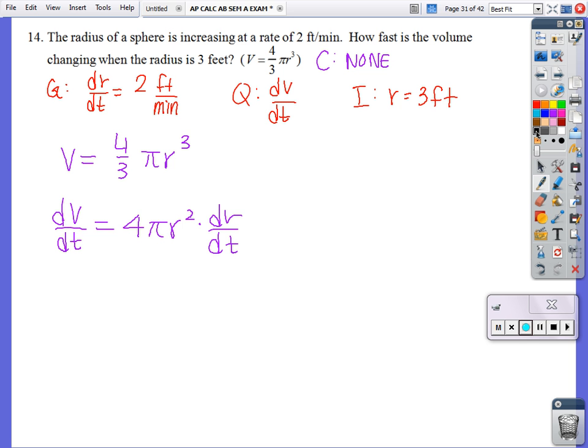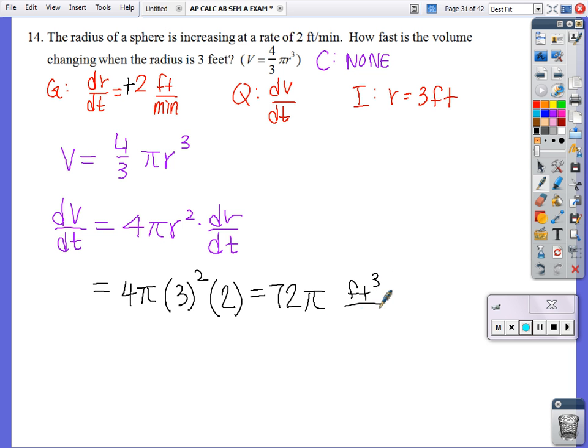I end up with 4 pi, the radius is 3, the dr/dt was increasing at a rate of 2. So increasing means that my rate is going to be positive. So I get 9 times 8, so 72 pi. And if we're talking about volume, the units would be feet cubed per minute.